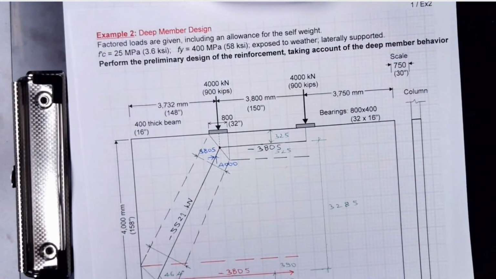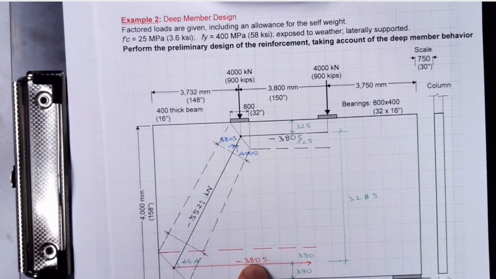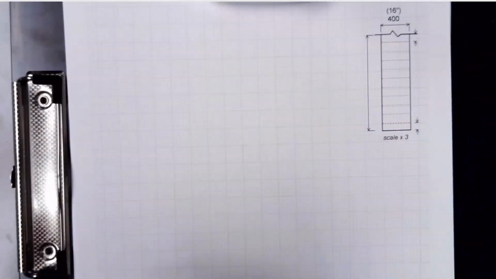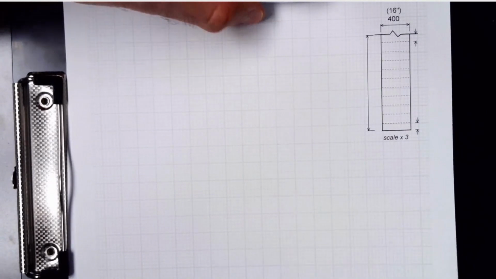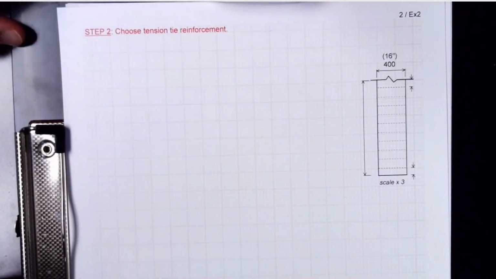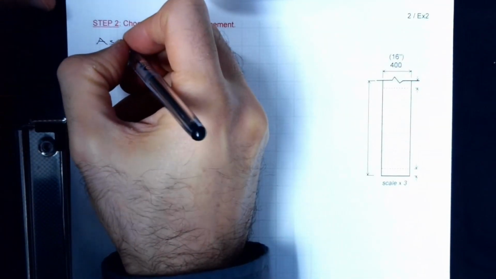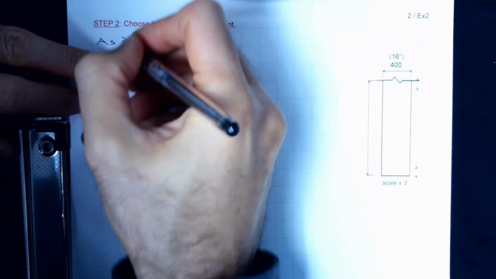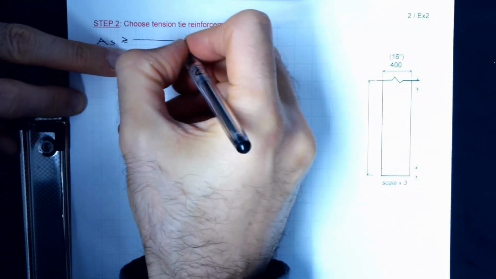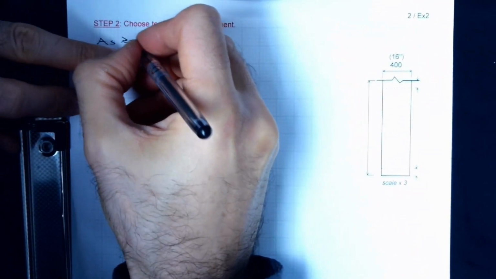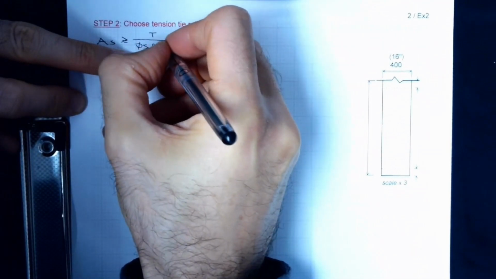So next step would be choose tension reinforcement. I'm going to be using this number to pick that reinforcement. It's not a big task, much easier than the previous question. So again, AS would be at least tension force divided by phi S Fy.